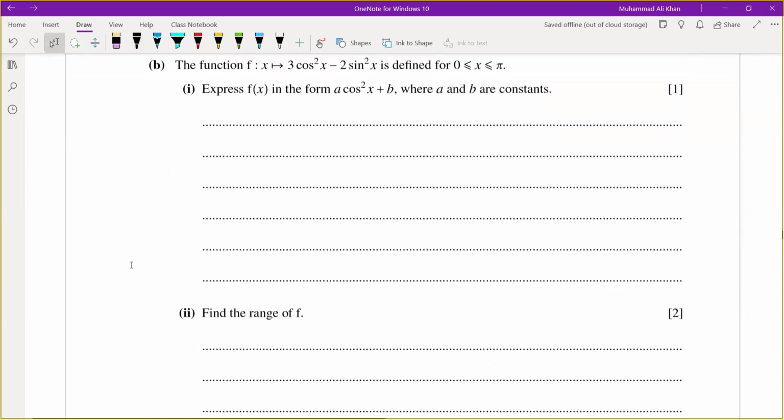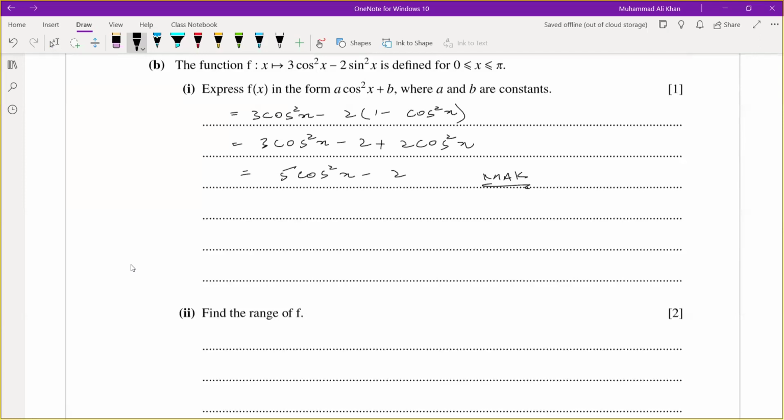the function is defined for 0 to pi. एक्सप्रेस करना है कंप्लीट फंक्शन को कॉस की फॉर्मेट में. सो हम लिख सकते हैं 3 cos स्क्वायर एक्स माइनस 2 साइन स्क्वायर एक्स को लिखा जा सकता है 1 माइनस cos स्क्वायर एक्स. सो इट विल बी 3 cos स्क्वायर एक्स माइनस 2 प्लस 2 cos स्क्वायर एक्स. सो इट विल बी 5 cos स्क्वायर एक्स माइनस 2. ये आपका फर्स्ट पार्ट हो.